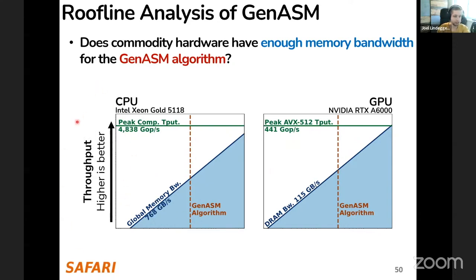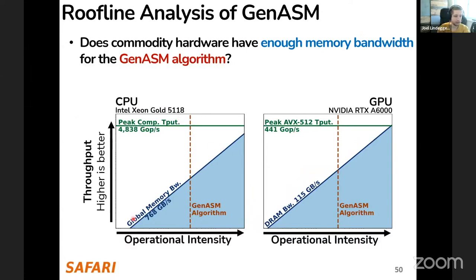The y-axis here plots throughput, higher is better, and the x-axis is operational intensity. This is just what we computed off of the GenASM algorithm. The desired operating point is always at the peak compute throughput of the given hardware. That's where we'd like to be. And we know that the given algorithm always operates on its vertical line along the operational intensity.